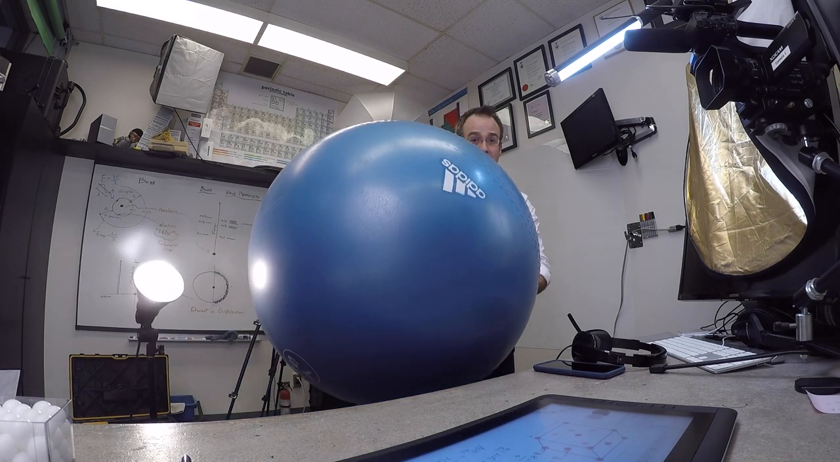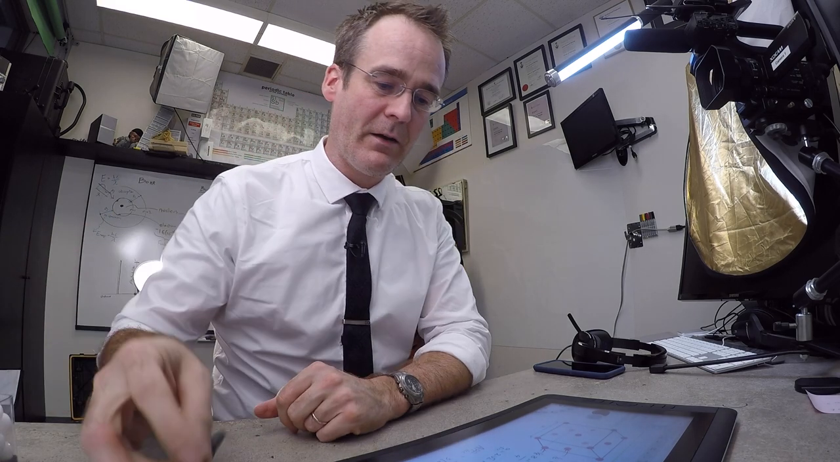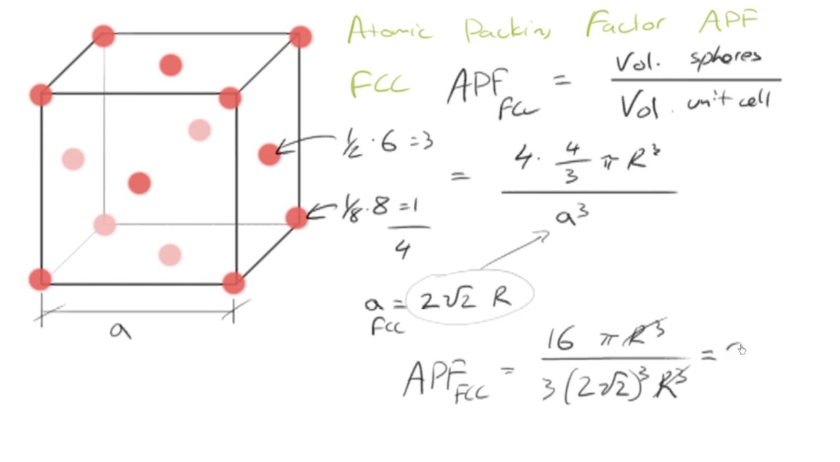So it doesn't matter if the spheres are this big, or if the spheres are this big or even smaller. Doesn't matter. The same fraction of the space will be occupied, and that fraction turns out to be 0.74.